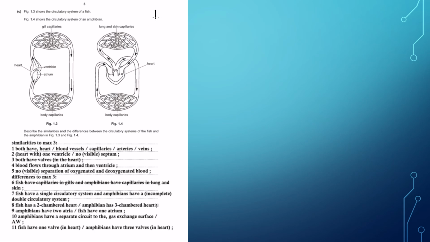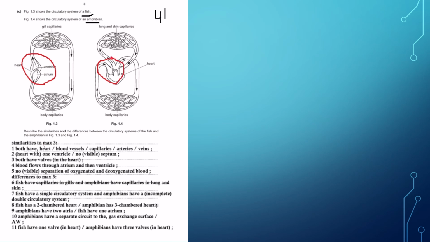Here we see a slightly more complicated version of the circulatory system question. This is from paper 41 in June. And here they look at the circulatory system of a fish and of an amphibian. And they ask us to describe the similarities and the differences between the circulatory systems of a fish and an amphibian. This is actually not that easy. But there are some things in it. Well, both of them have a heart. Here we have the heart of the fish, and here we have the heart of our amphibian.